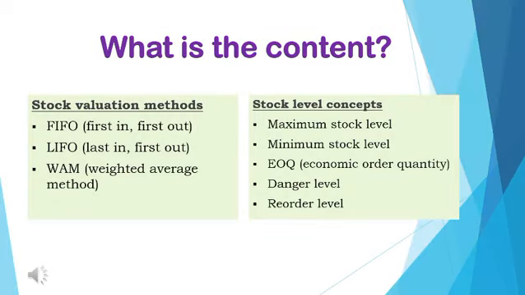Hello everyone. Today our topic would be how to calculate material cost and stock levels. Material cost are calculated in three ways. The first one is FIFO, first in first out. Second one is LIFO, last in first out. And third one is weighted average method. Through this we find the total expenses spent for raw material used in production.